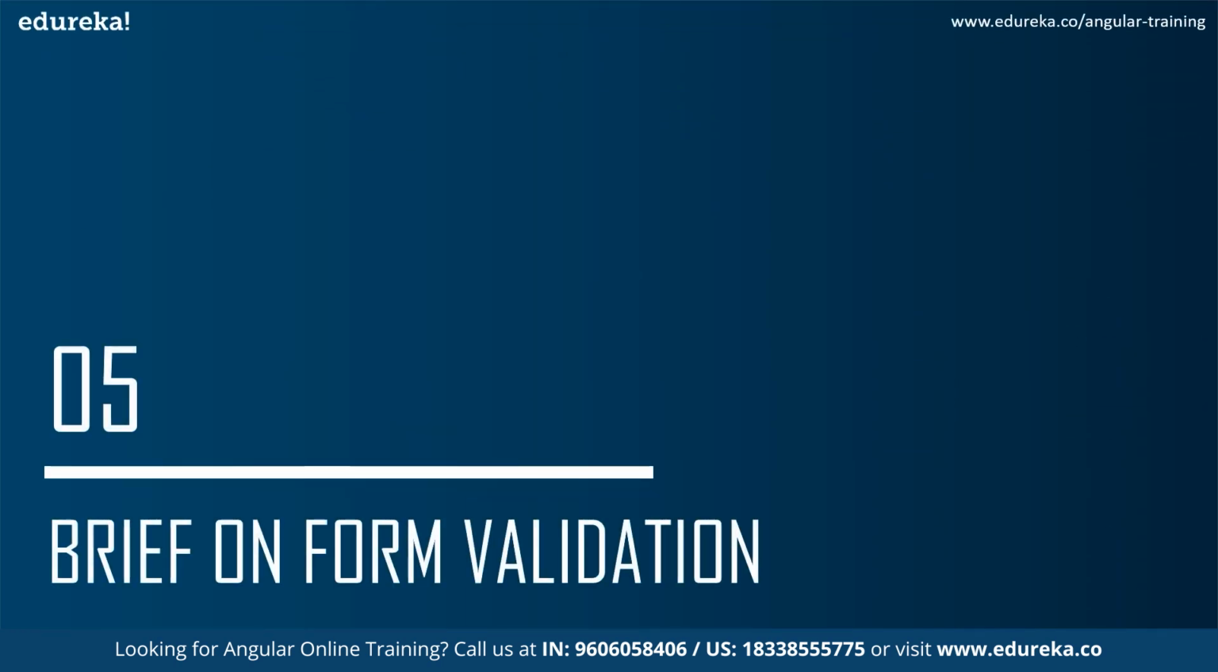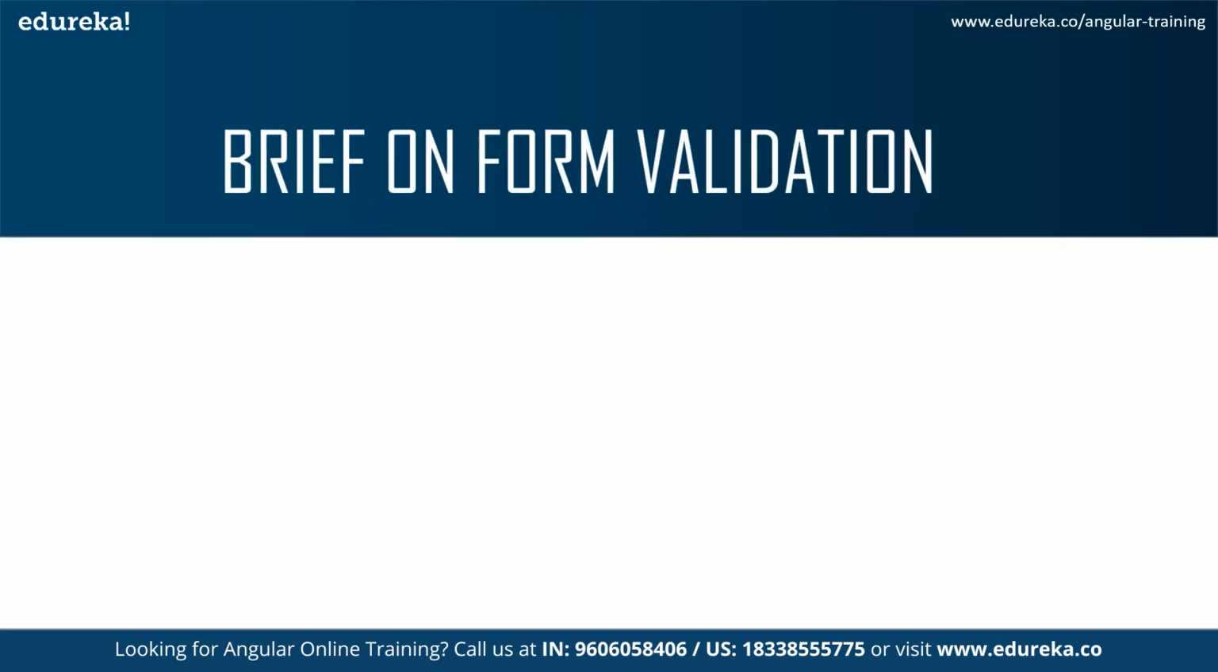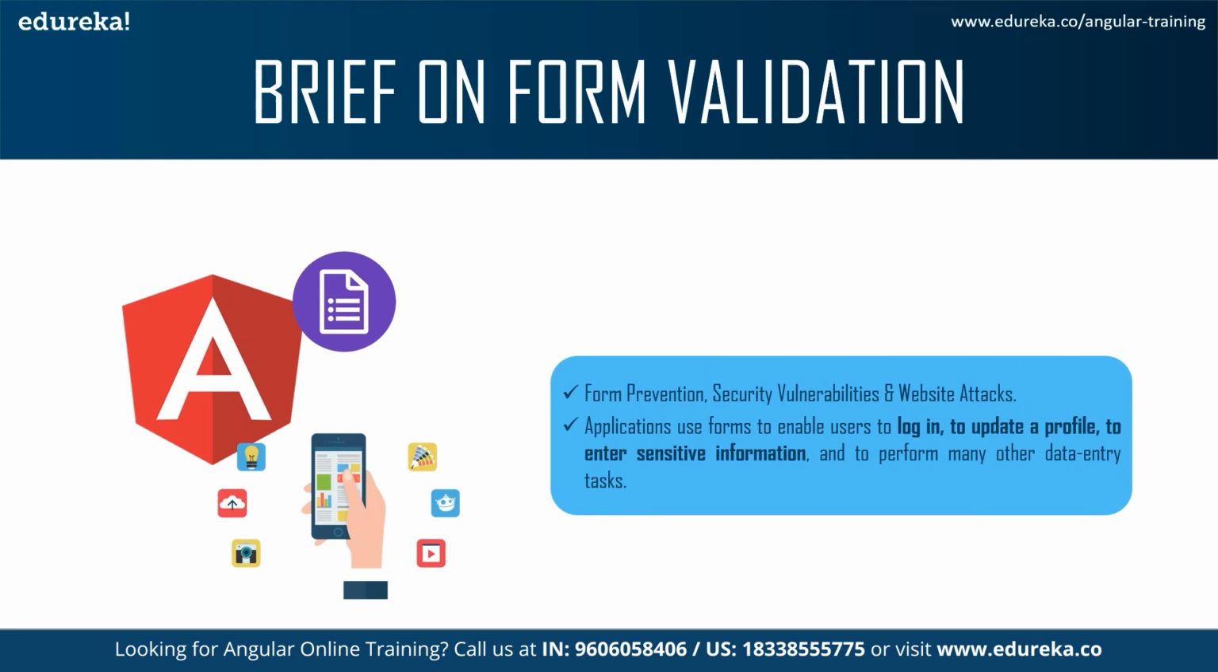Now let's take a quick look at how validation is done in each type of form. What is validation, according to you? Validation helps with form prevention, makes sure security vulnerabilities are maintained, and keeps our forms away from website attacks. Applications use forms to enable users to log in, update, and enter sensitive information in order to perform many data entry tasks. In today's world, without validation of forms, all your data can be leaked and breached to the outside world. Hence, validation is a vital part of creating forms.